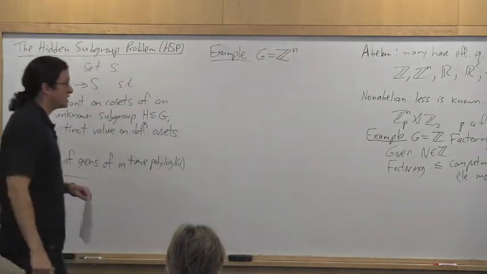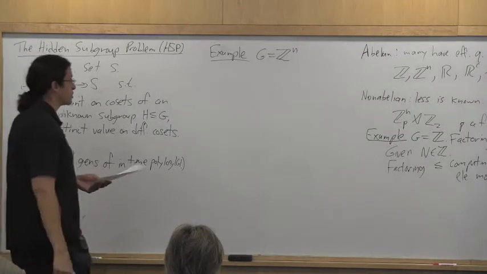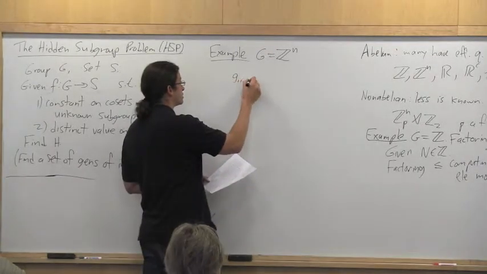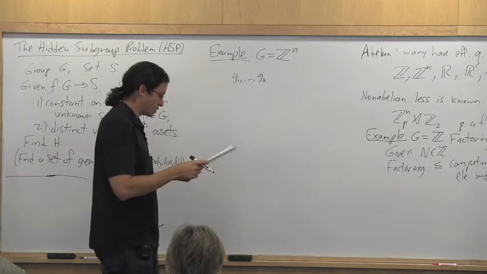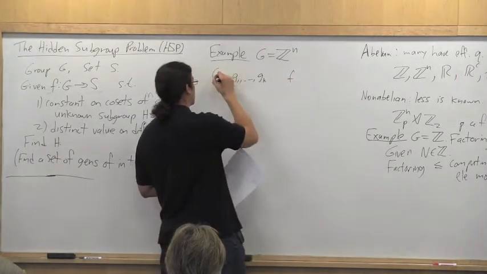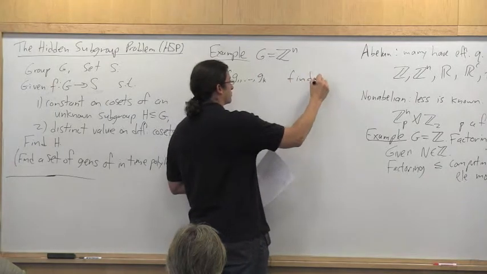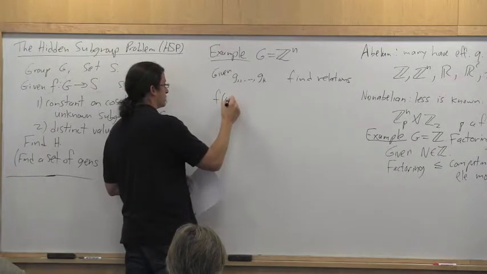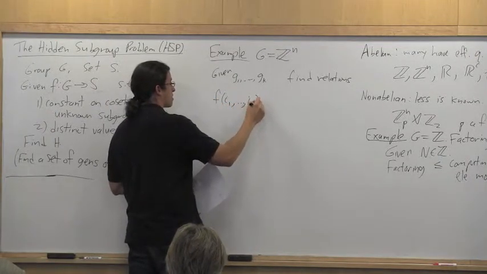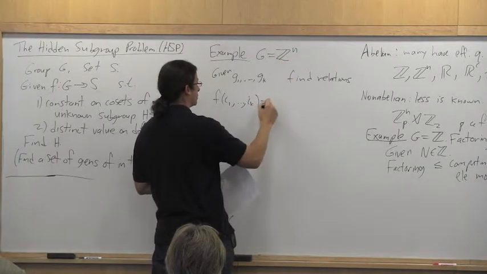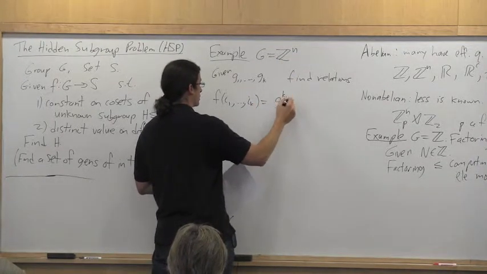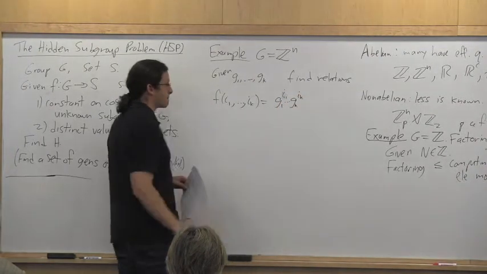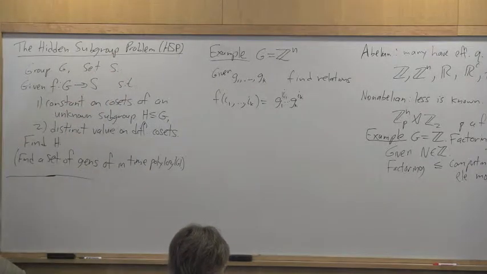So if we let G be Z^n, then there are a few things we can do. One is decomposing finite abelian groups. If you want to decompose finite abelian groups, suppose you're given generators g_1 up to g_k, and you're able to do the group operation, and you want to find relations. Then you can just define f to map (i_1 up to i_k) to the product g_1^{i_1} up to g_k^{i_k}. And this will be a hidden subgroup problem instance.